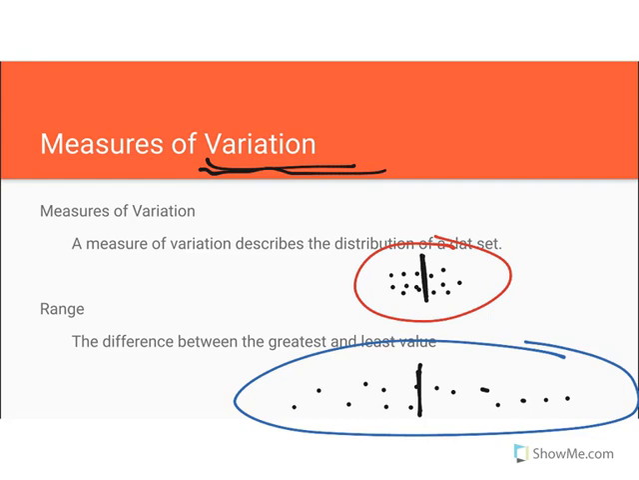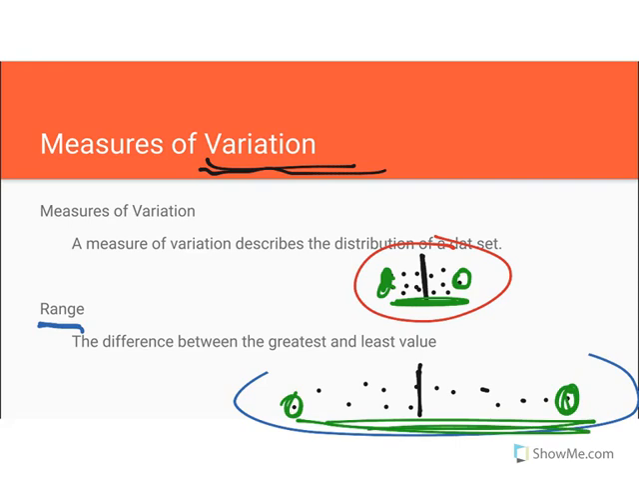And so one of the measures of variation that we use is something called the range. What we do with that is try to find the difference between the greatest and the least value. So my biggest value on this set is here, my smallest value is here. If I subtract those, that gives me my range. Similarly here, biggest value, smallest value. If I subtract those numbers, I get my range. And so that's another way that we can describe the difference between data sets.